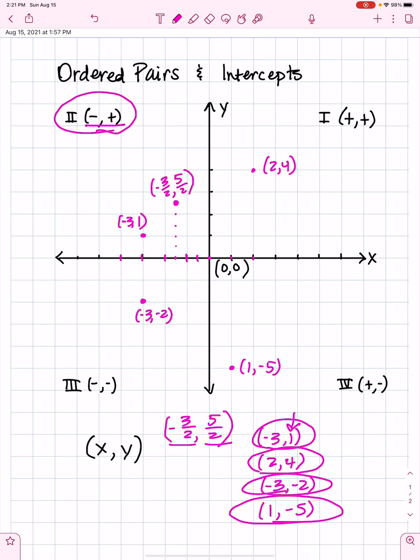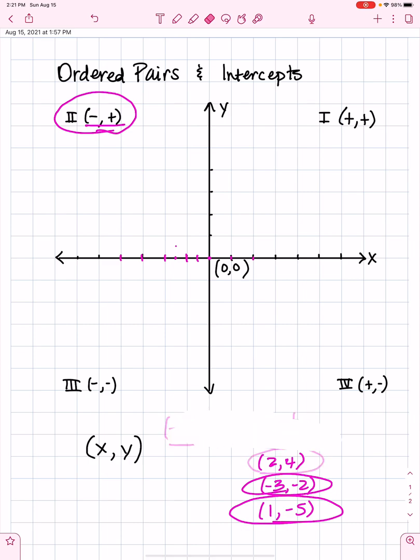See, it's not horrible. And if it was fourths, you'd count fourths. If it was fifths, you'd count fifths. I mean, that's how that works. We're going to do a video on fractions too, don't worry. Okay, so that is how we deal with ordered pairs. So now we're going to talk about intercepts. So let me erase all this so we don't get too distracted.